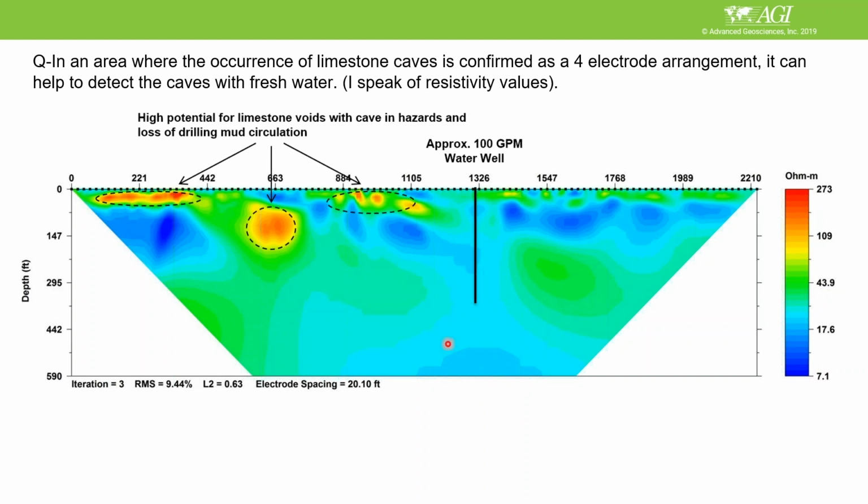Again, it has to be converted to true resistivities. Don't forget that. You cannot use the apparent resistivity to determine where the cavity is, or where the other things are.